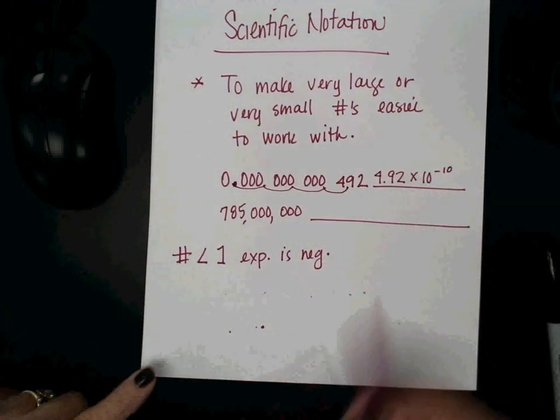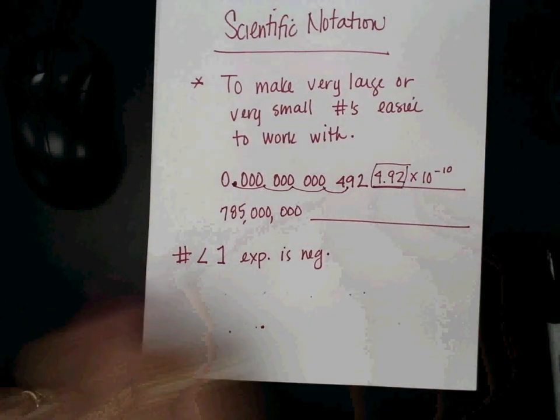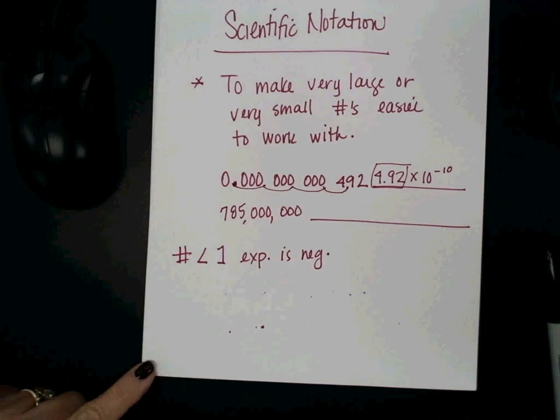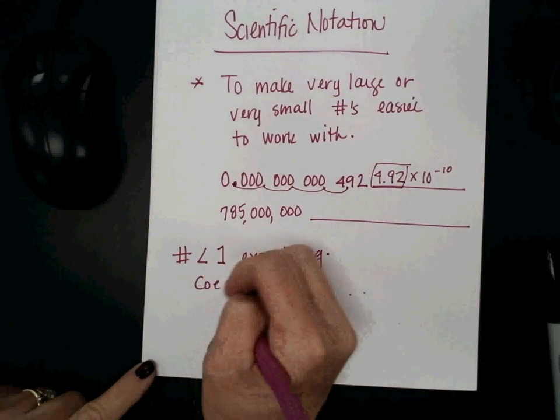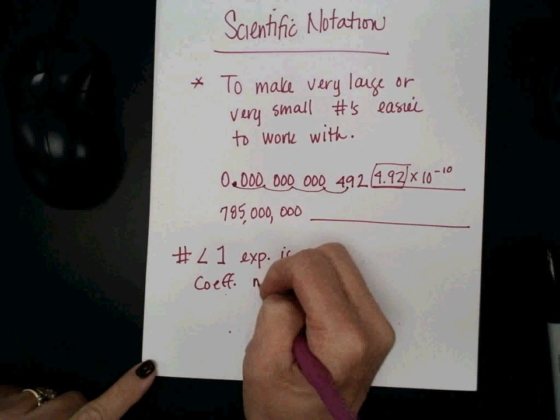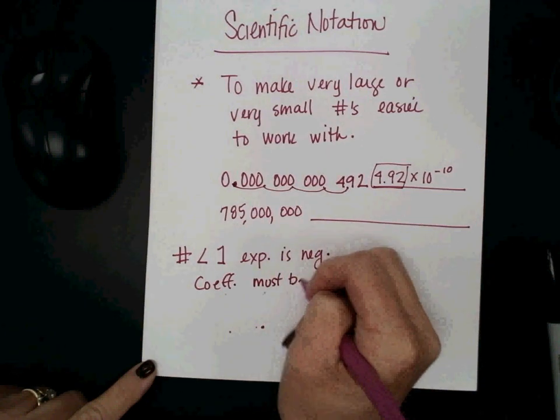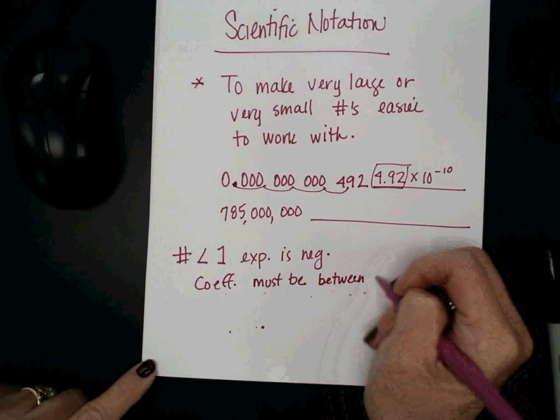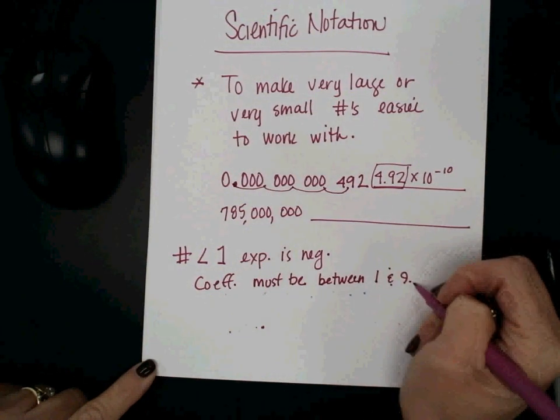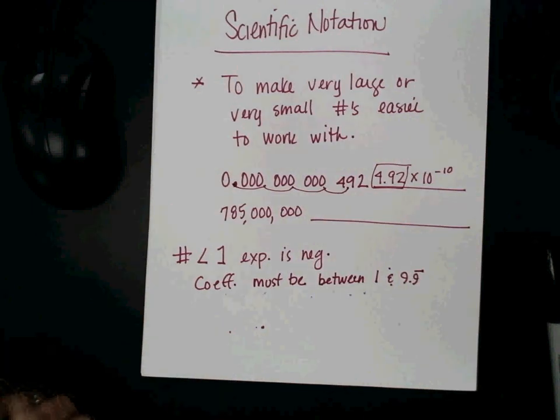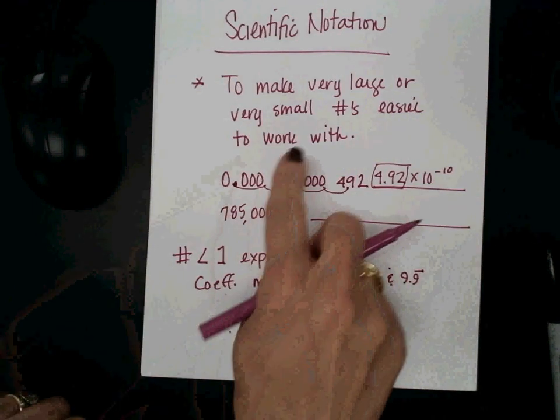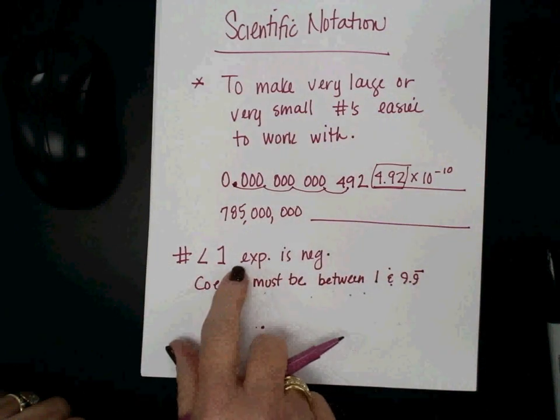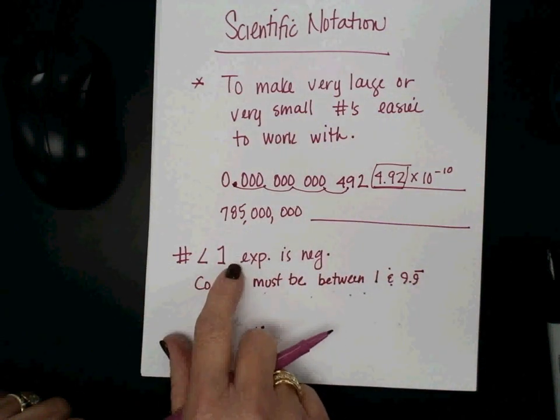What's true about this number out in front, this coefficient? What rule does it have to follow? Has to be under 10. So my coefficient must be between 1 and 9.9 repeating. And if it's not, then I have to fix it, which is what we're doing right here. So if my coefficient is less than 1, my exponent is negative.